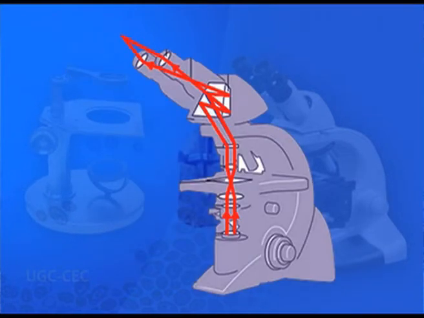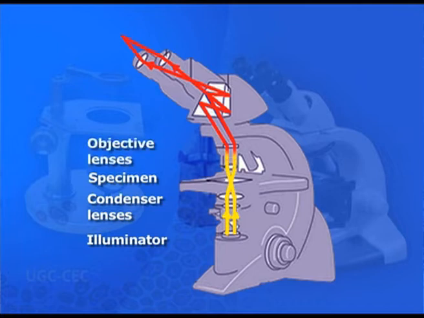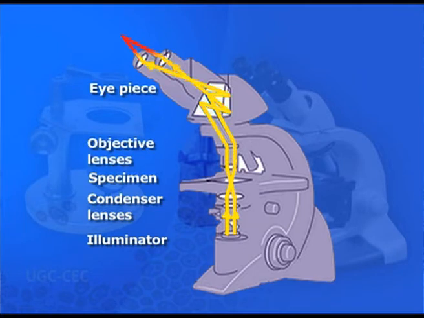The light is passed on from the illuminator, goes through the condenser lenses, passes through the specimen, goes into the objective lenses and to the eyepiece where we are able to see a magnified image. The magnification depends on the power of objective lenses and eyepieces. Compound microscopes can easily achieve a magnification up to 400x.